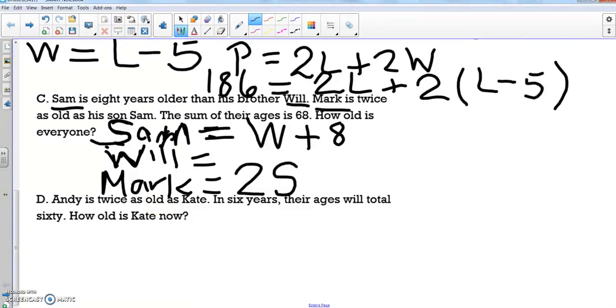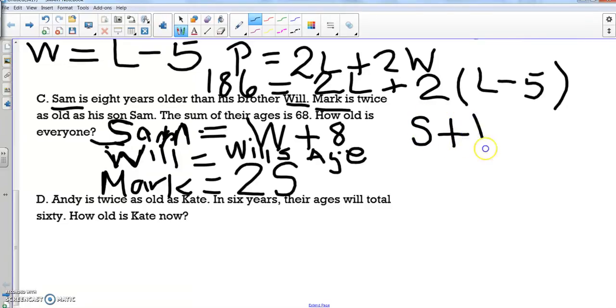Okay, so here's what we know. We don't know what Will's age is. We'll just say Will equals Will's age. Sam is equal to Will plus 8. And Mark is equal to twice Sam. And we'll call S Sam's age. All right. Here's what they say. They say if we add them all up, the sum of all their ages is 68. So if we take Sam plus Will plus Mark, it will equal 68.